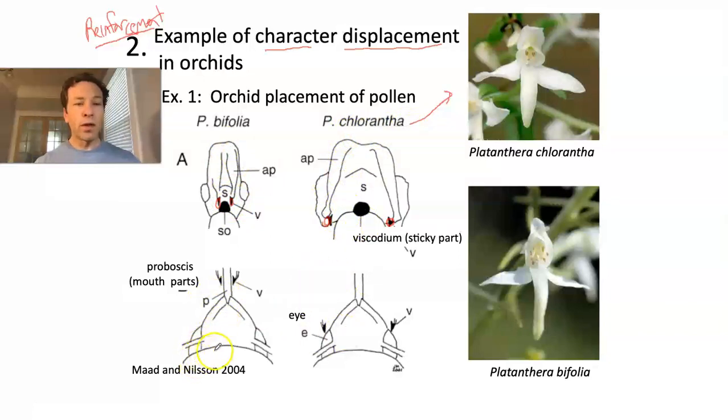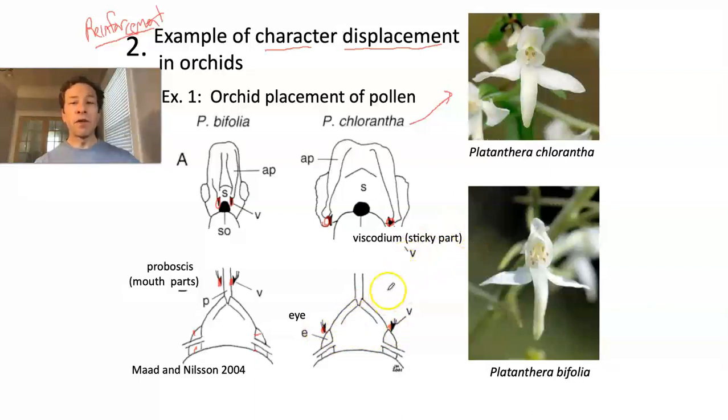What this means is that when a pollinator puts its proboscis into the flower, then in bifolia, the pollen is going to stick near the base of the proboscis. Here's the pollinator's eyes up here. In chlorantha, with a wider position of the viscidium, when the pollinator puts its mouth in, it's going to get its proboscis further in before the viscidia contact the pollinator. And so they're going to stick up closer to the eyes. As a result, the pollen's on different parts of the pollinator.